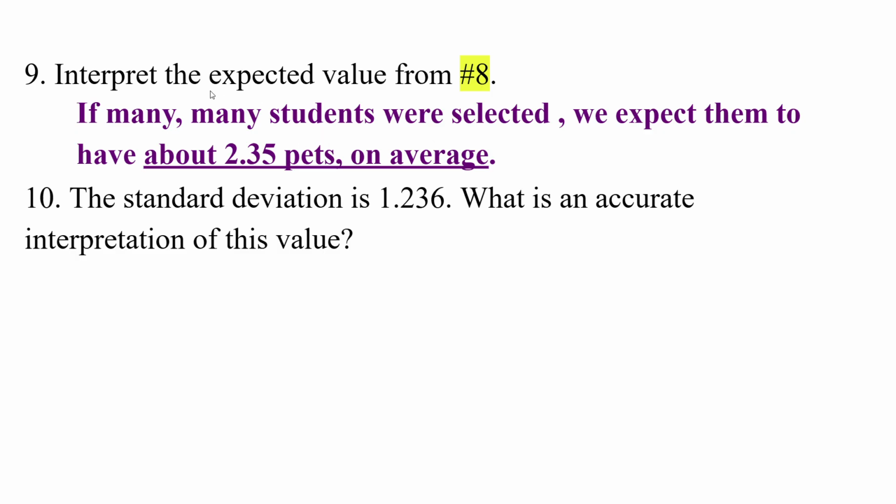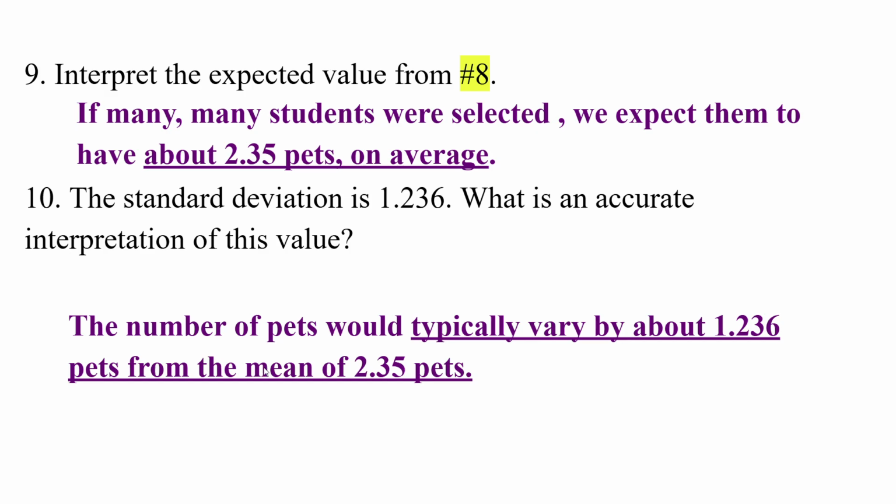Now remember, when you're interpreting the mean or the expected value, the only value you're going to have in it is the mean. However, on number 10, we're interpreting the standard deviation, which is that 1.236. When we're interpreting standard deviation, we are going to have both the mean and the standard deviation in our interpretation. So in this case, the number of pets would typically vary by about that standard deviation of 1.236 pets from the mean of 2.35. So you have the variance, which is your standard deviation, and then your mean on the back.